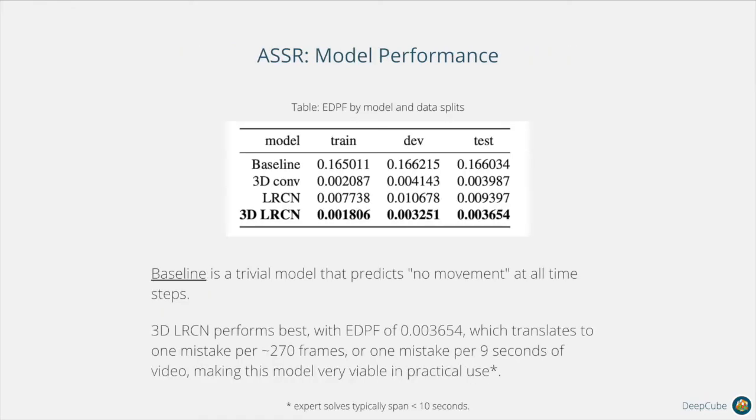We show the performance of all 3 models we propose. The baseline is a trivial model that predicts no movement at all times. 3D LRCN performs the best, with an EDPF of 0.0036, which translates to 1 mistake per 9 seconds of video, making this model very viable in practical use.